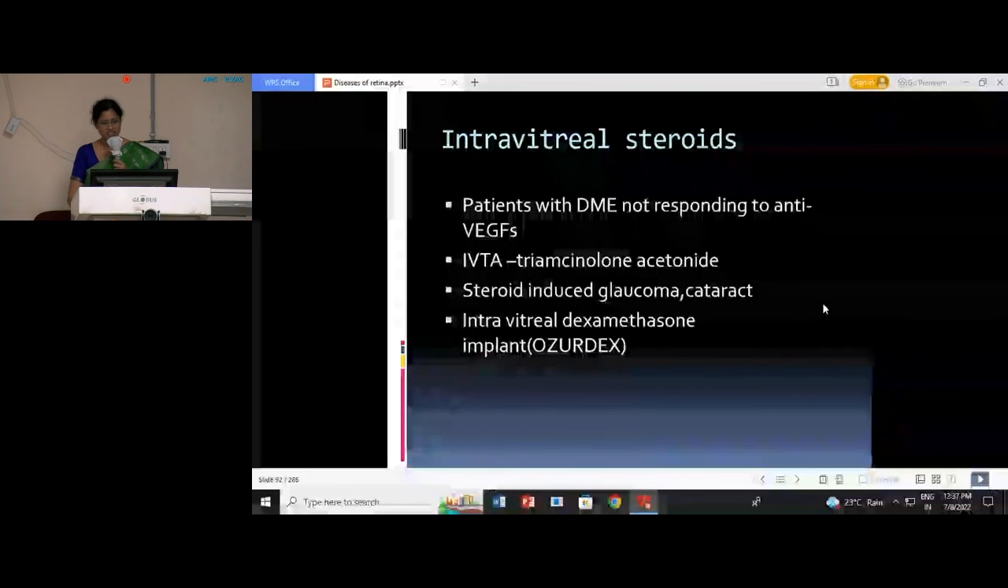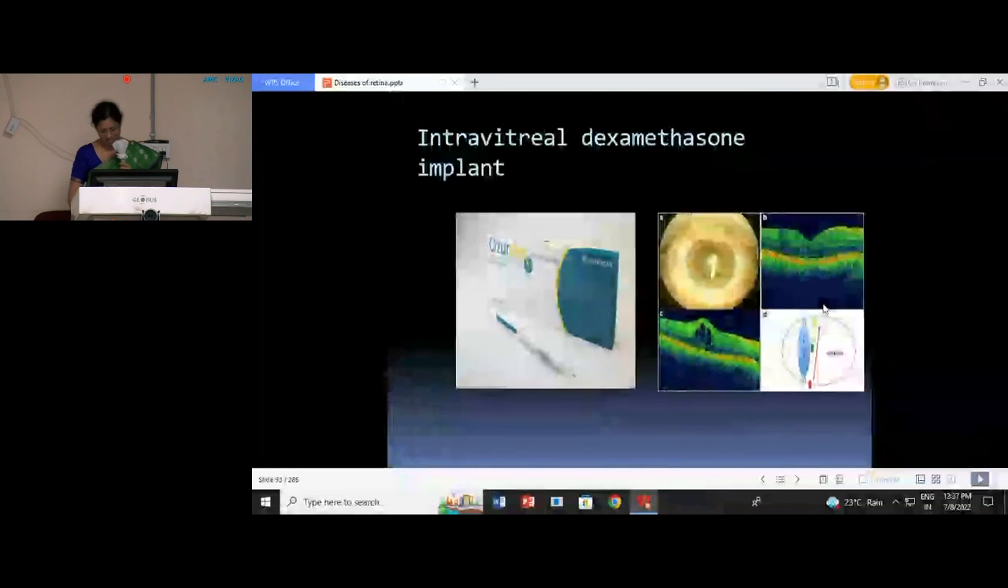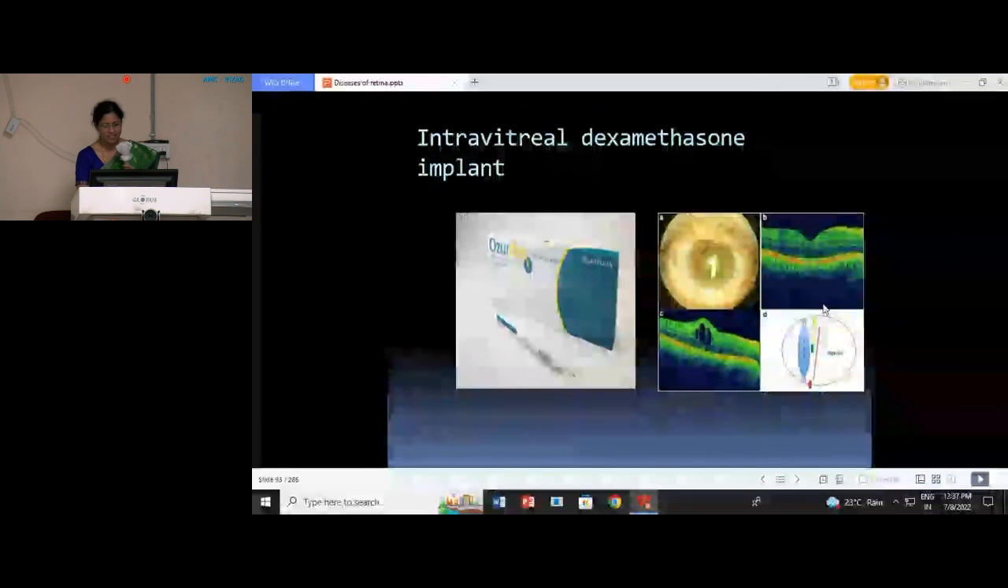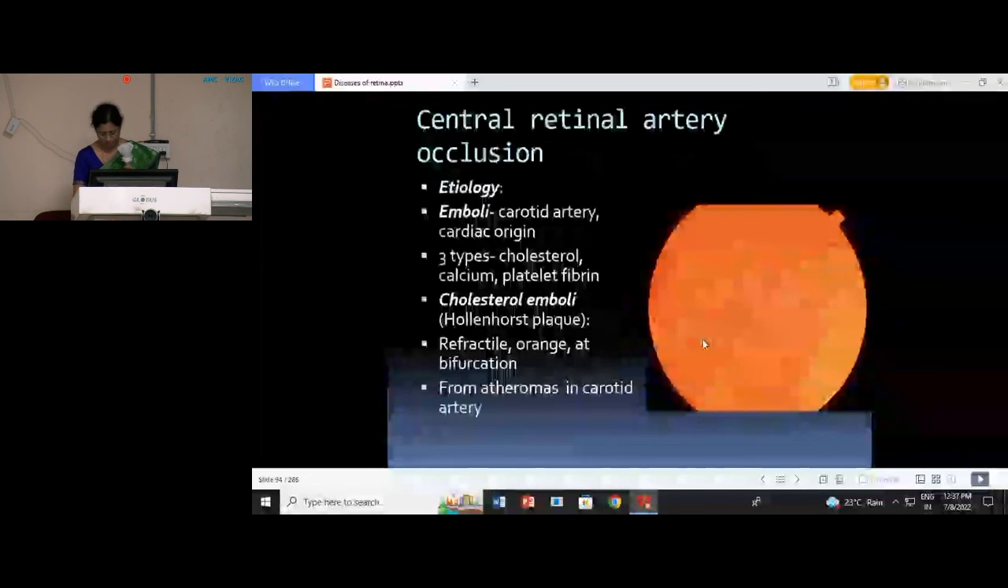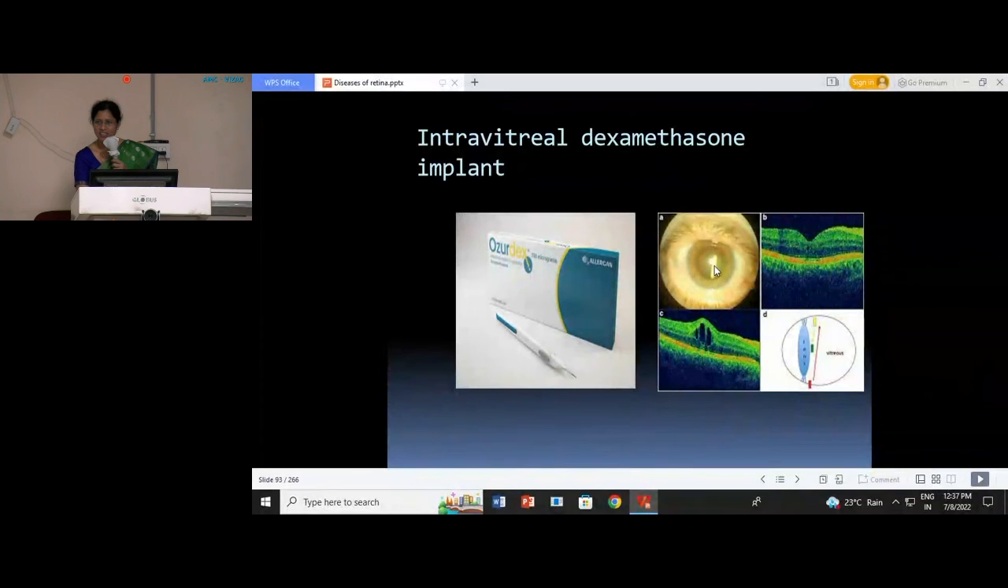Now we have the intravitreal dexamethasone implant, that is the Ozurdex implant. You can see that the implant is injected into the vitreous cavity. Are you able to see that? This is the implant in the vitreous cavity. It slowly releases the drug, and it will act for 3 to 6 months.